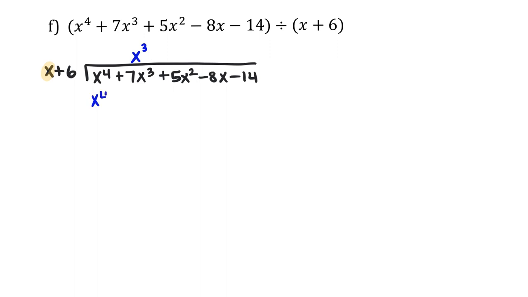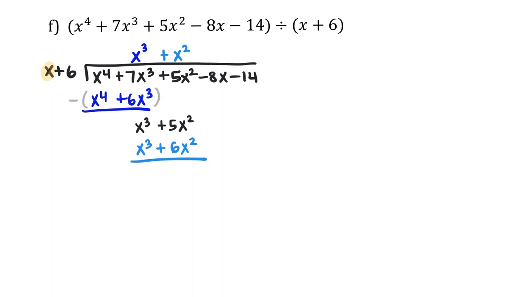X to the fourth, 6x cubed. Subtract down. And you don't have to put the minus, but you do need to subtract. Cancel, 7 minus 6 is 1x to the third. Bring down the 5x squared. X times x squared gives me x to the third. So x to the third, 6x squared. Subtract. So that's negative 1x squared. And now I'm going to bring down the negative 8x.